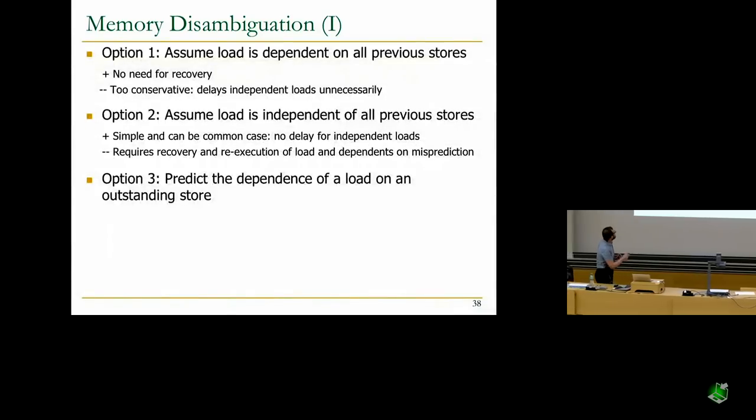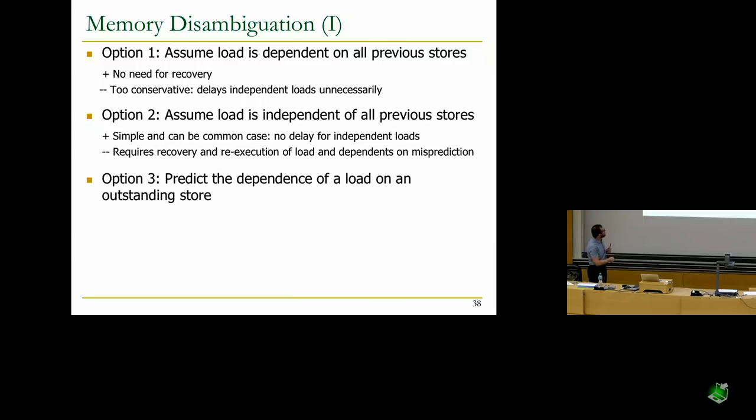Now, if you're aggressive, you can assume that the load is independent of all previous stores and you don't even check, let's say. This is simple and can be the common case. There's no delay for independent loads. Actually, people have figured out that this is a relatively common case in a lot of workloads. But the problem is if you're wrong, you need to recover and re-execute the load and its dependence. Actually, most of the machines just flush the pipeline and restart by fetching the load, because they fetched the wrong value. This is essentially a value prediction, if you think about it. You're predicting the value by assuming that you're not dependent on any other store. You're just getting the value from the cache.